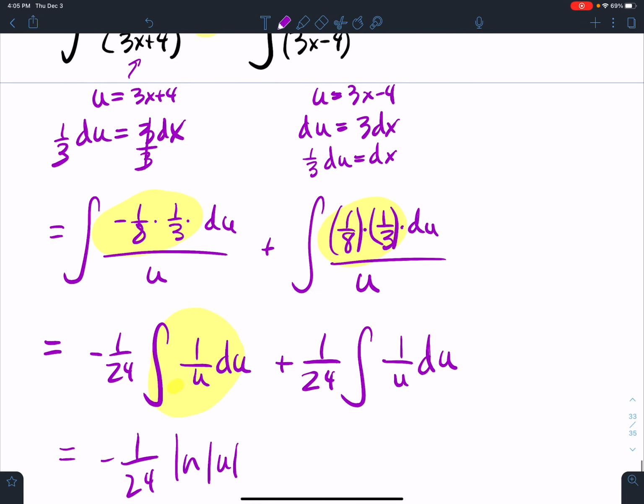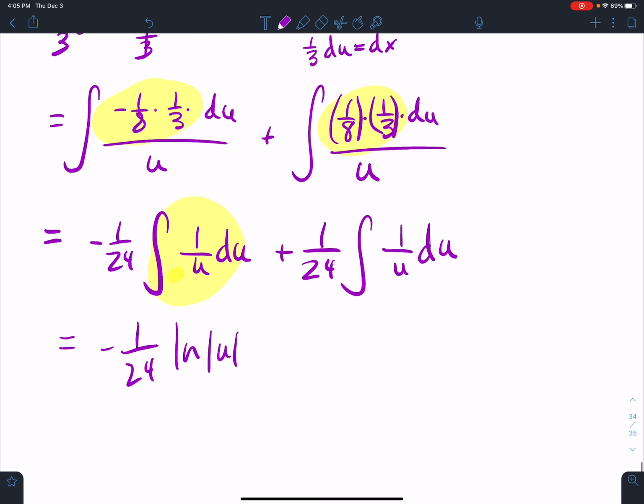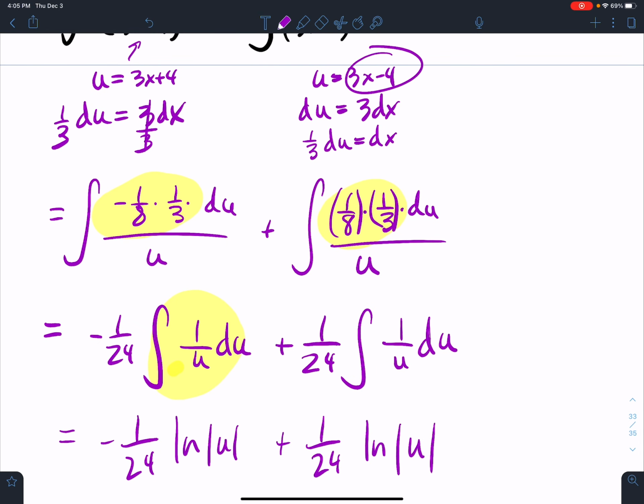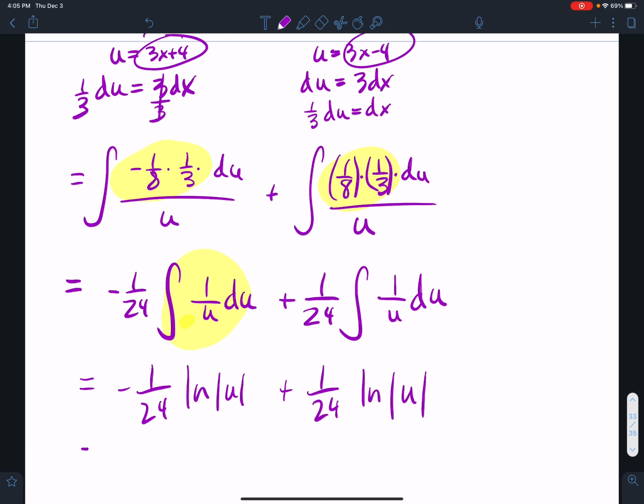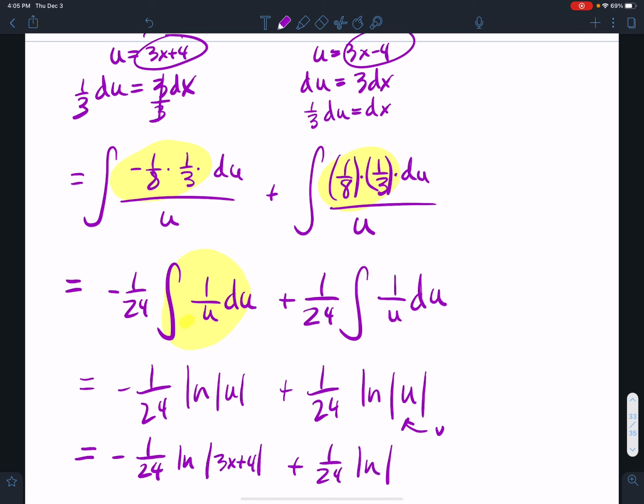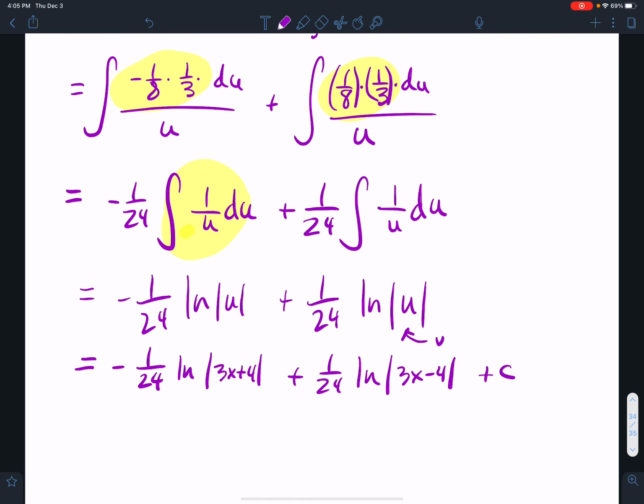And I should have used a different variable for each of these because u is not the same for each of these problems. u is 3x minus 4 here, and u is 3x plus 4 there. So as long as you keep track of that, I'm not too big of a stickler on that, but technically I should have used a v there, but whatever. All right, so ln absolute value 3x plus 4, and then plus 1 over 24 ln absolute value 3x minus 4 plus c. Okay?